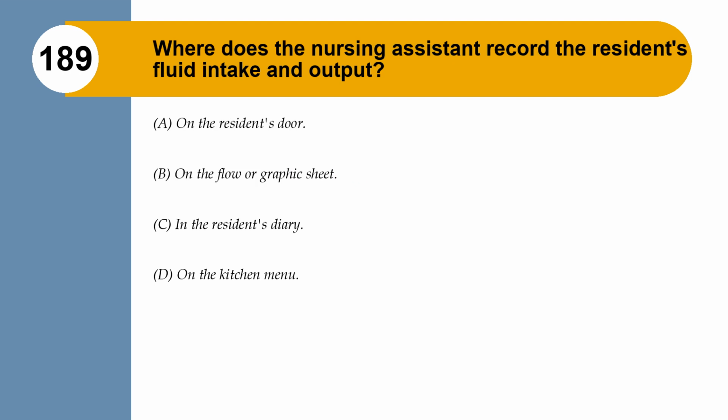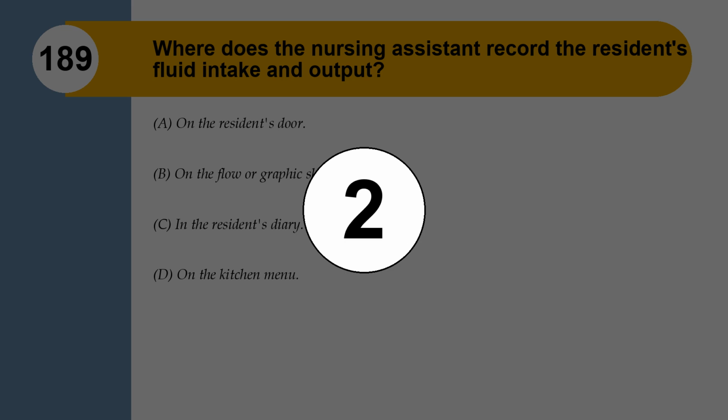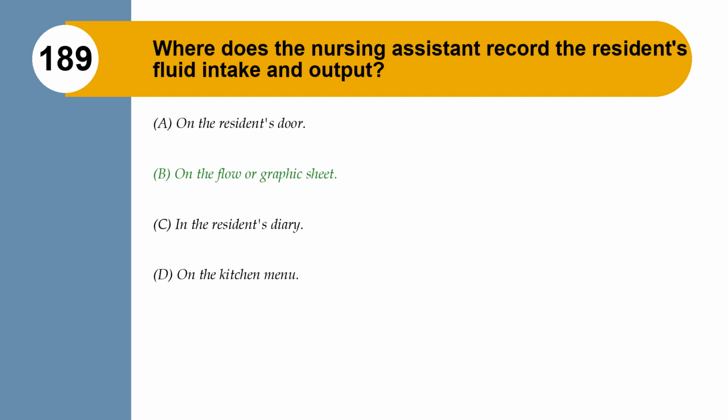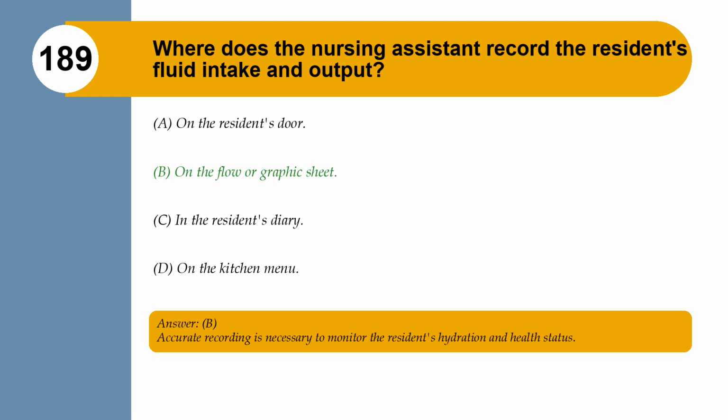Question 189. Where does the nursing assistant record the resident's fluid intake and output? Option A, on the resident's door. Option B, on the flow or graphic sheet. Option C, in the resident's diary. Option D, on the kitchen menu. The correct answer is option B, on the flow or graphic sheet. Explanation. Accurate recording is necessary to monitor the resident's hydration and health status.